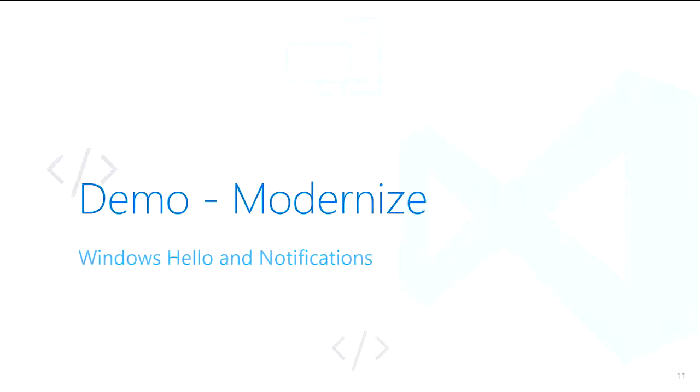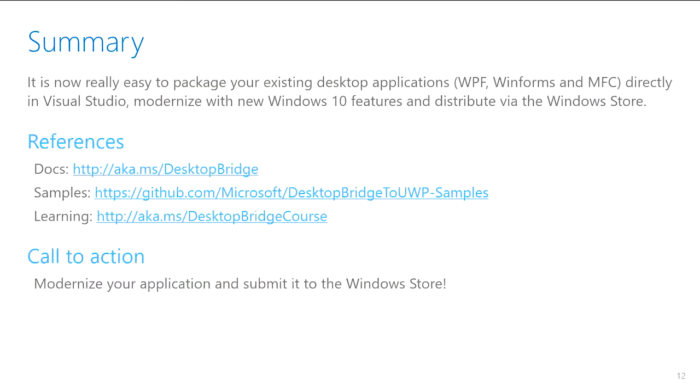So we did this demo. To summarize, you saw how easy it is to package your existing desktop application as an APPX and modernize it with new Windows 10 APIs. It takes just a few clicks and a few lines of code. You can then distribute it through the Windows Store.